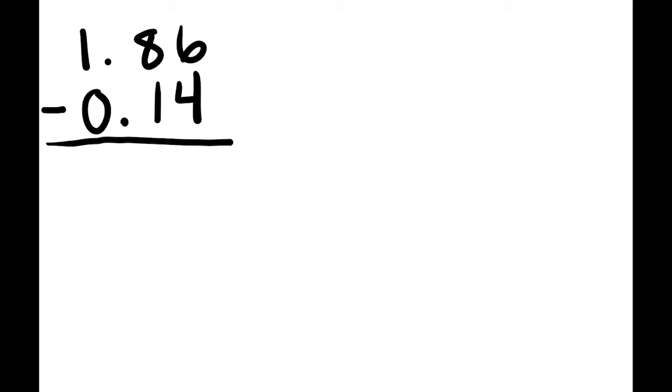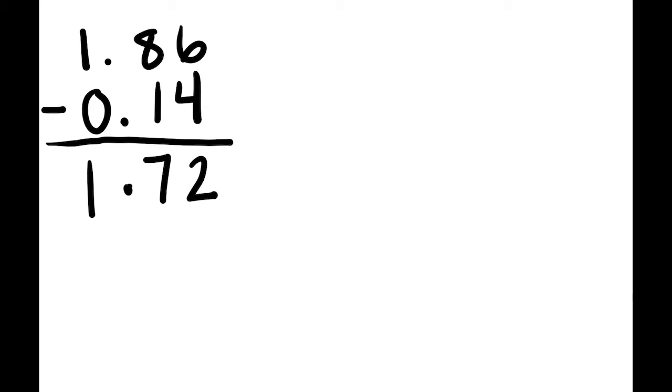no borrowing for those of us from the 70s. So we're looking here at our smallest category, of course, which is our hundredths. And in our hundredths, we have 6 minus 4. And 6 minus 4 will be 2. And then we can look at our tenths. And in our tenths, we have 8 minus 1, which will be 7. And then we're going to bring down our decimal point. And in our units, we have 1 minus 0, and that is 1. So our answer is 1 and 72 hundredths.